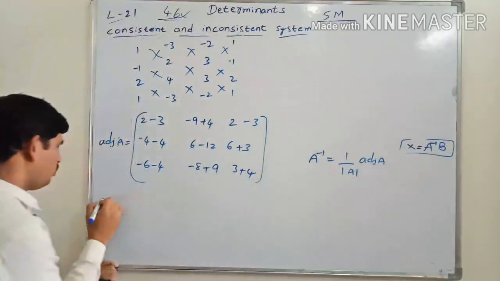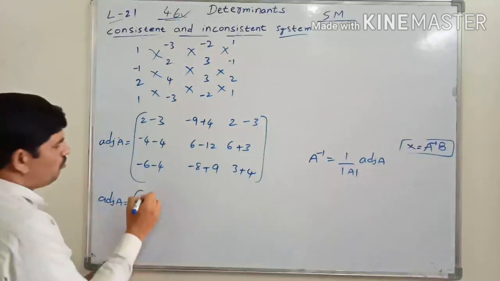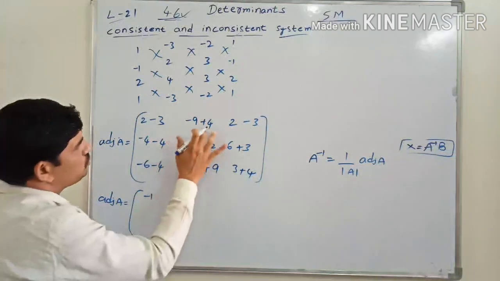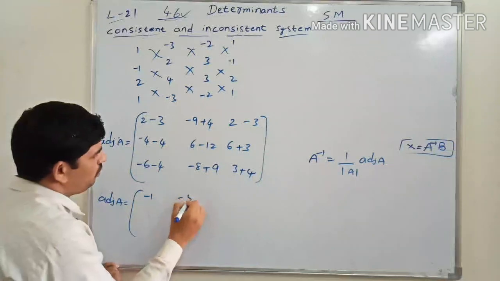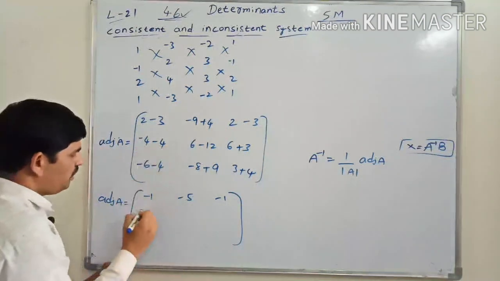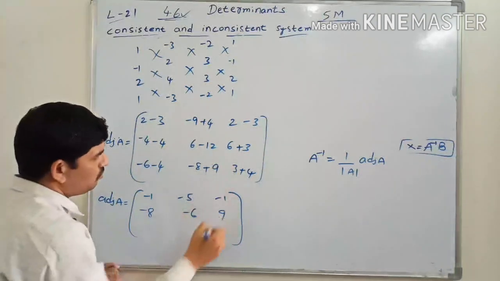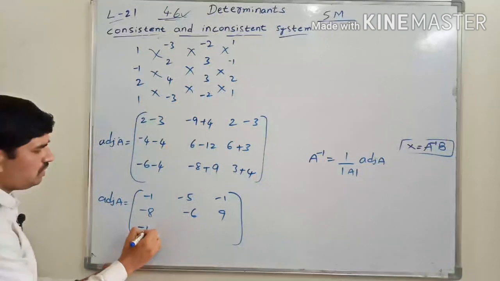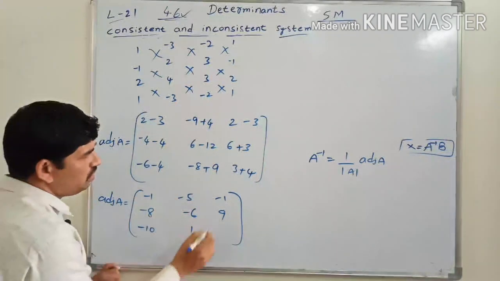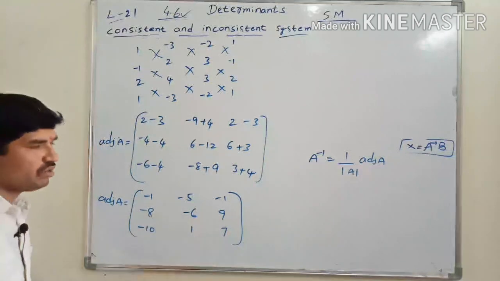Completed, na. So adjoint A is equal to minus 1, again this one is what? Minus 5. Yes, this again minus 1. Completed. This minus 8, this can be written as minus 6, 9. Or see, this is minus 10, again this is 1, and this is what? 4 plus 3 is 7. This is the adjoint A we have completed.